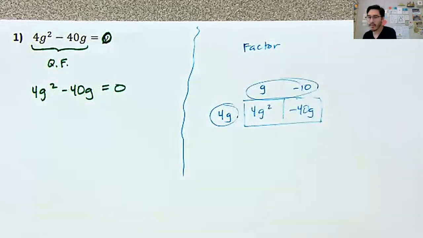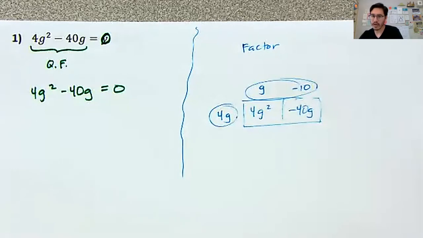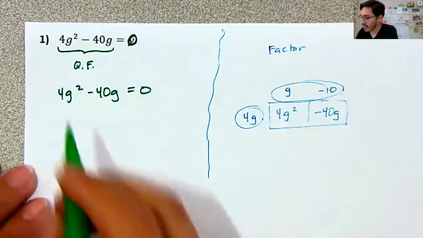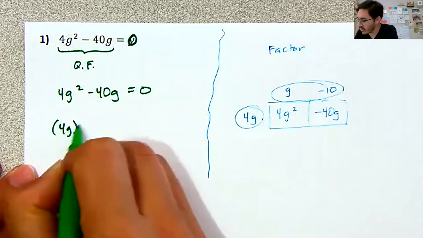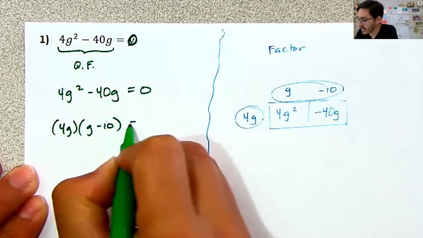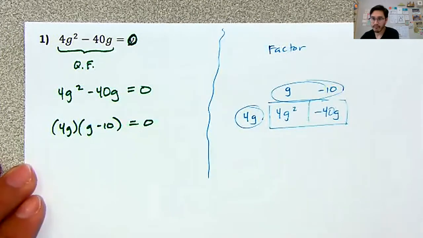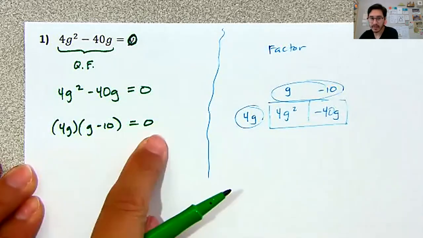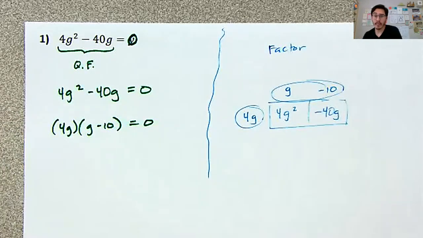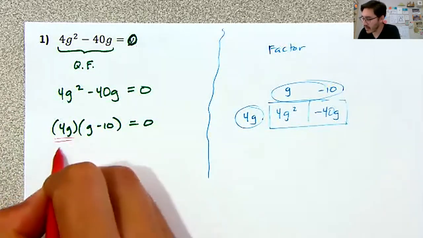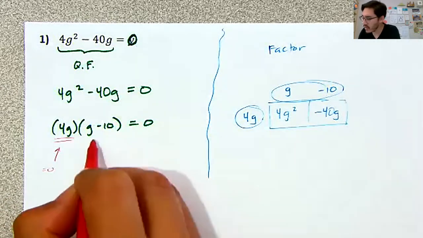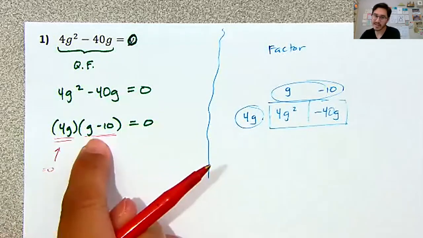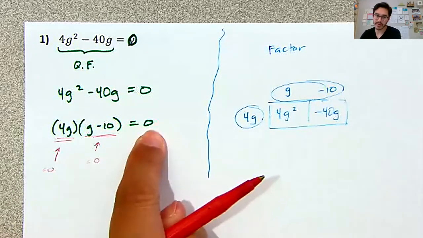All right, so using the area model, we've figured out that the factors of this quadratic function are 4g and g minus 10. So now we're going to write that in: 4g times g minus 10. And we know that the right-hand side is 0. So the product of these two factors is equal to 0, which, just like our number riddles, tells us that perhaps the first factor is equal to 0, or perhaps it's the second factor that's equal to 0. One of these has to equal 0 if the result is 0.